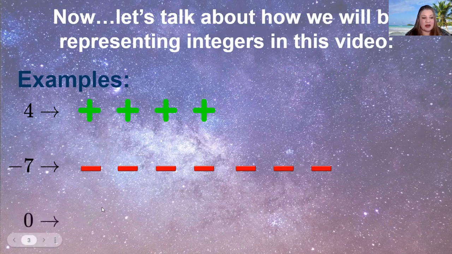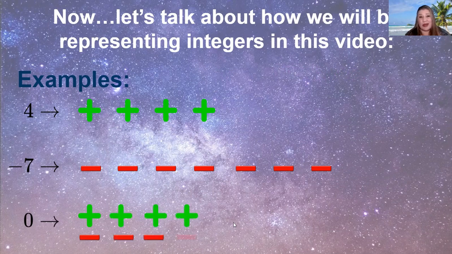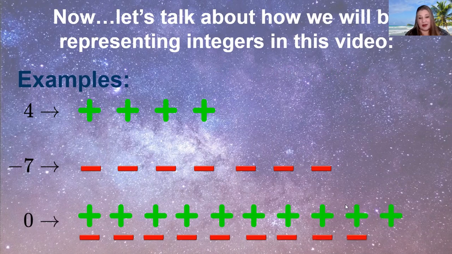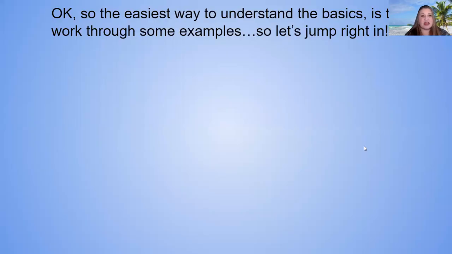And finally, 0 will be represented with a plus and a minus together, because again, when you add one and take one away, they cancel each other out and they become 0. But keep in mind that we can do as many zeros as we want, and it will still be 0. And we're going to have to use that later on. You'll see where. Okay, so the easiest way to understand the basics is to work through some examples. So let's jump right in.